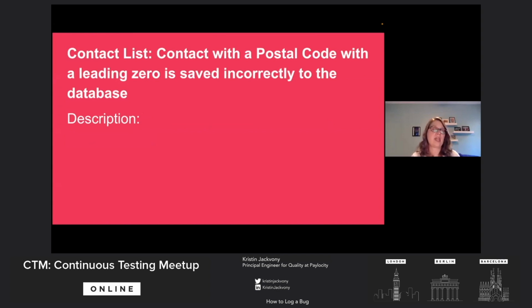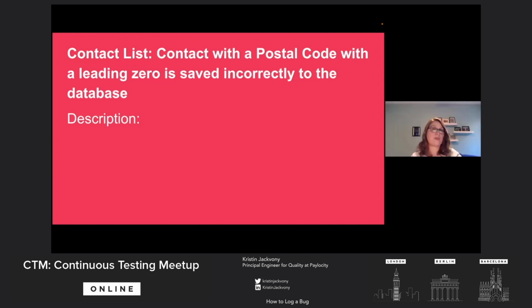So let's think about that XYZ format. So when I'm doing X and Y is the situation, then Z happens. So what would be the when? When I am doing what? Yeah, actually, when I had a postal code, when I had the postal code in the contact list leading as 0, I cannot save. So that's the should-be description kind of. Yeah, so there you go.